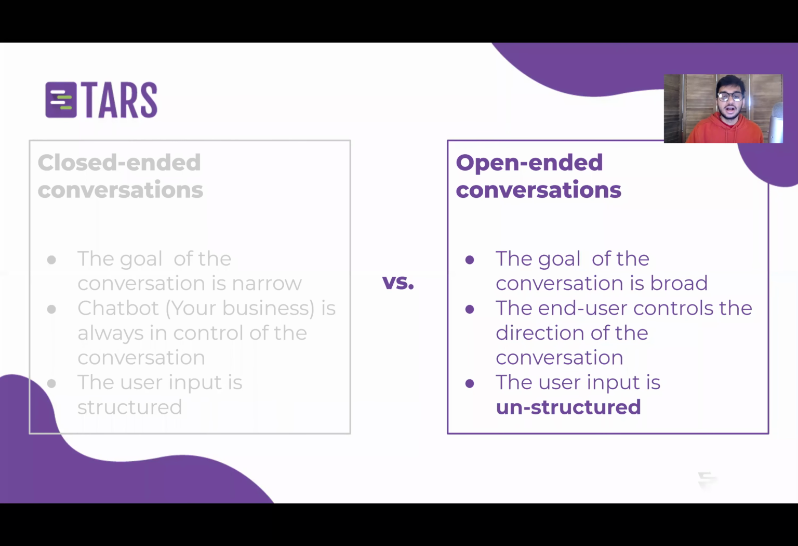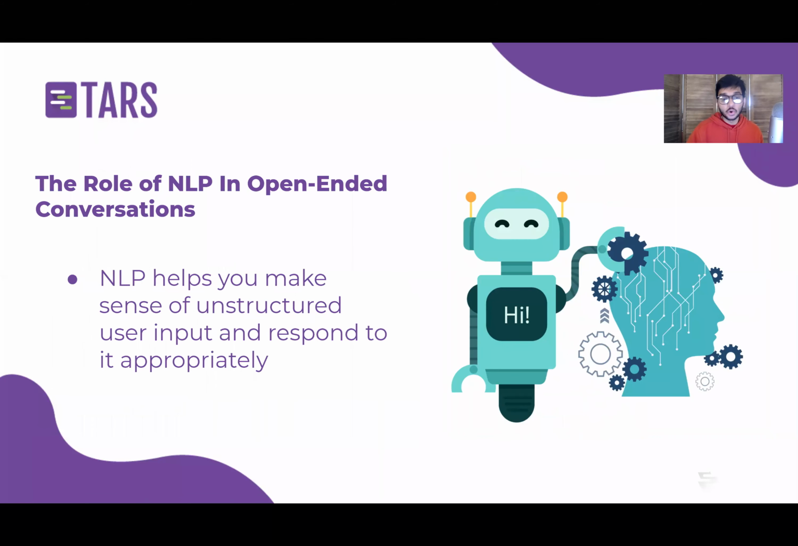And where NLP comes into this picture, as I mentioned earlier, is in this unstructured part of the open-ended conversations. The role of NLP in open-ended conversations is to help you make sense of unstructured user input and respond to it appropriately. So you say, how can I help you in the context of a chatbot? Now, you need to use NLP to understand what that unstructured input was, and then accordingly respond to it in your chatbot.